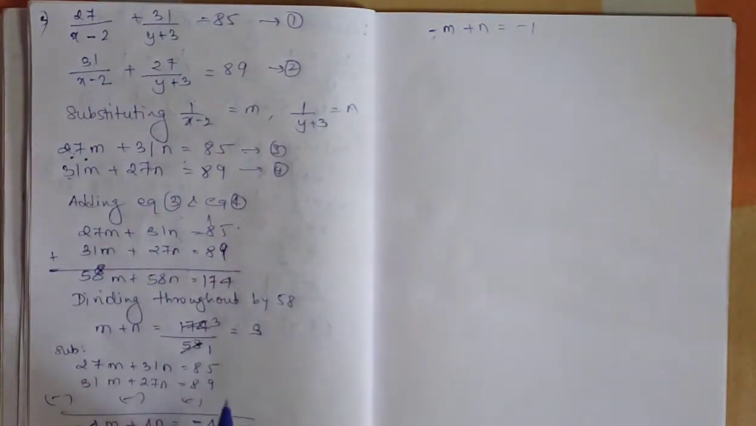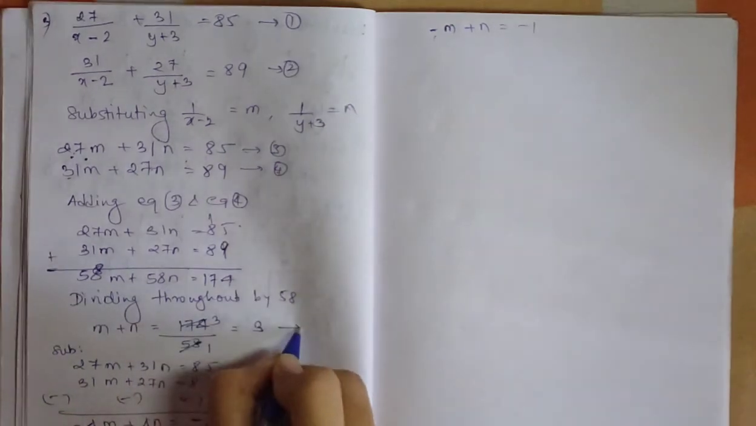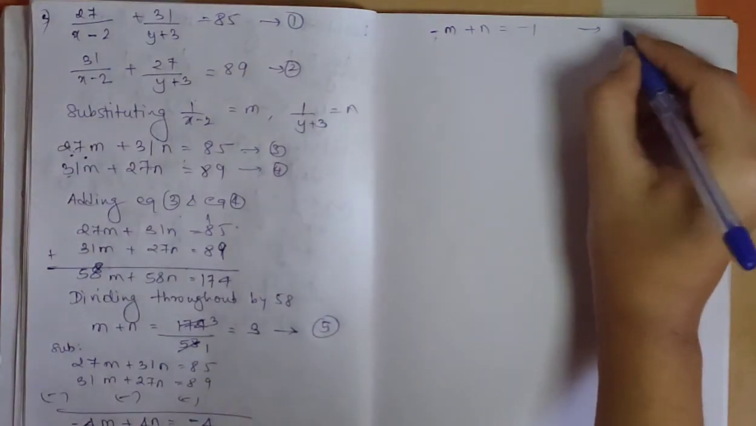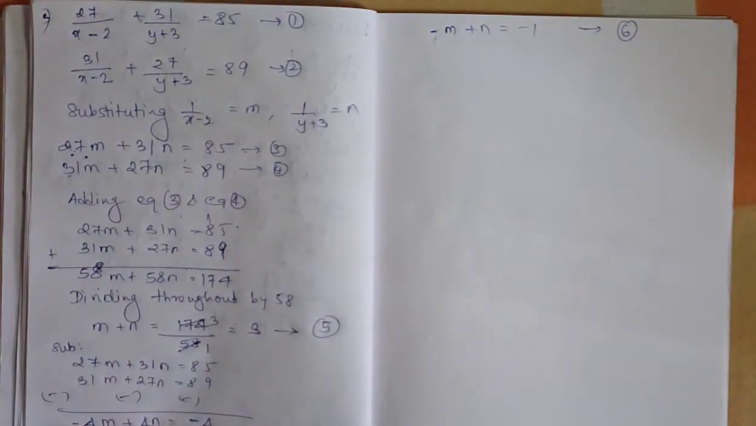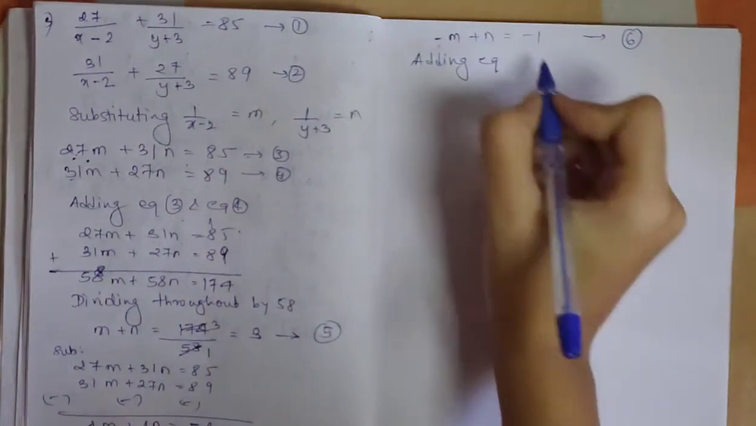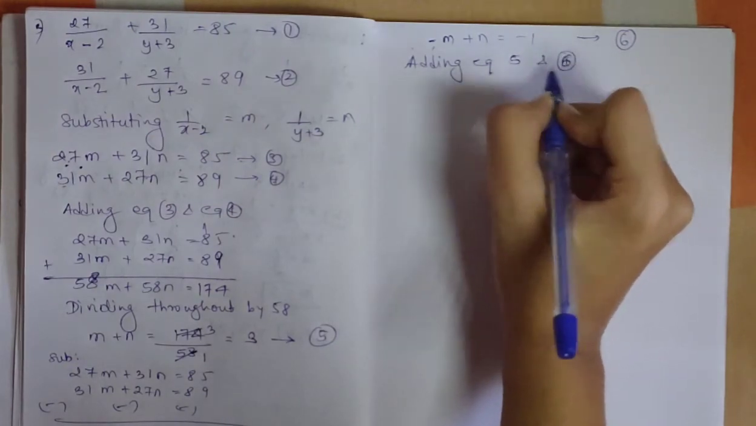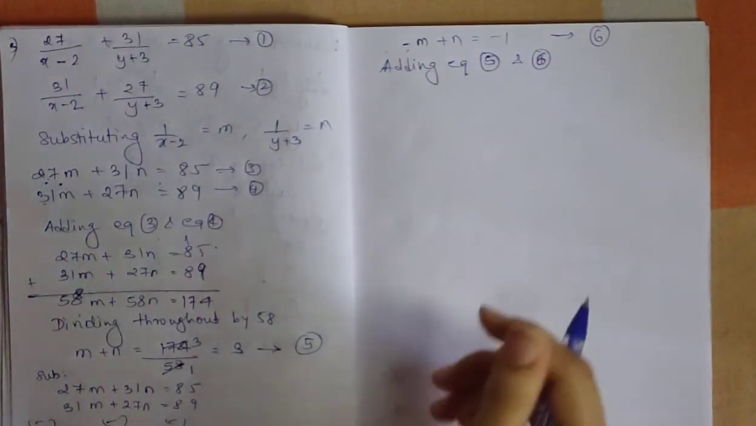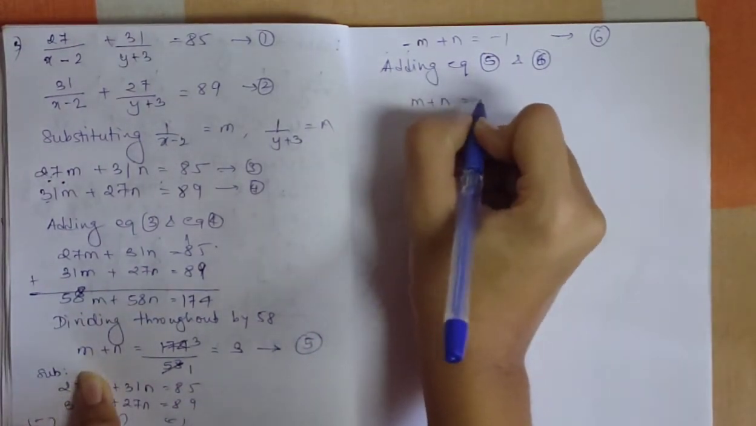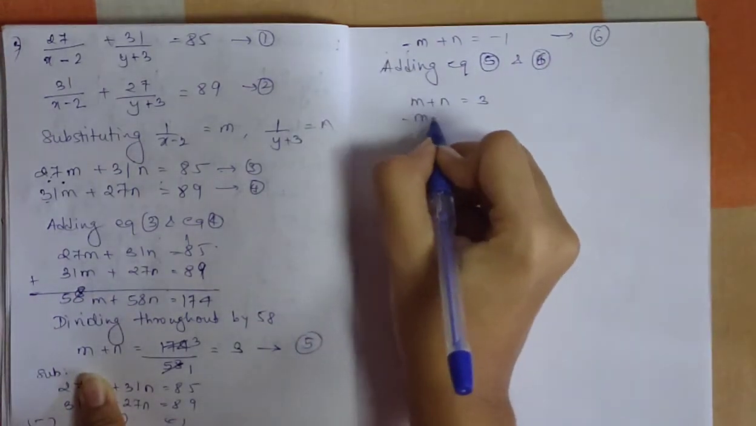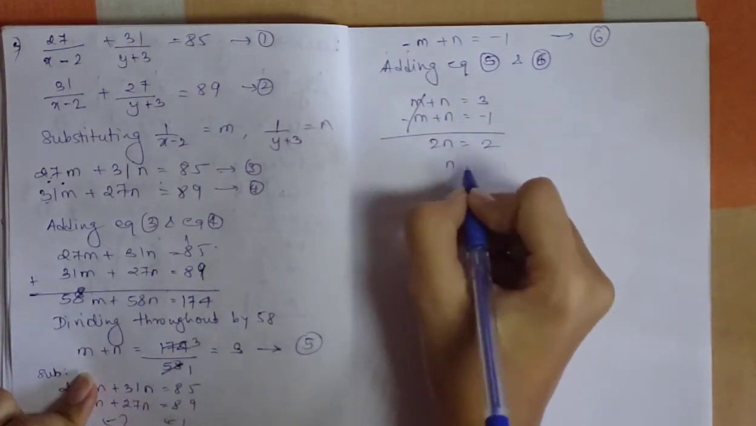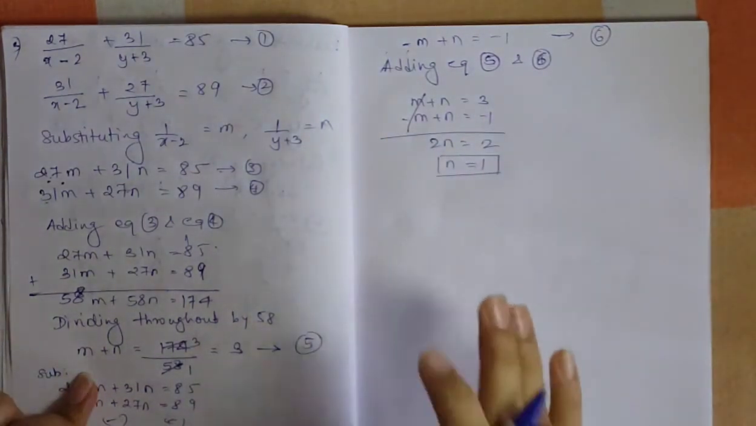So you have two equations with you. Which are the two equations? This was your one and this is your second. So let's name this as equation number 5 and equation number 6. Now I will add these two equations. Adding equation 5 and 6. What will you get after adding these two equations? Let's see. Equation 5 is m plus n is equal to 3. Equation number 6 is minus m plus n is equal to minus 1. This gets cut out. 2n is equal to 2. n is equal to 1.